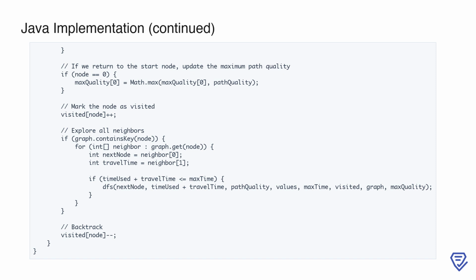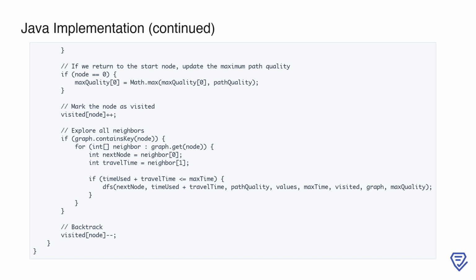From here, we explore all neighbors of the current node. If the graph contains neighbors for this node, we iterate through each neighbor. For each neighbor, we extract the next node and the travel time to reach it. Before moving to the next node, we ensure that the total time used, including the travel time, does not exceed the allowed max time. If this condition is satisfied, we perform a recursive DFS call to continue exploring from the next node. Finally, we backtrack by decrementing the visit count for the current node.